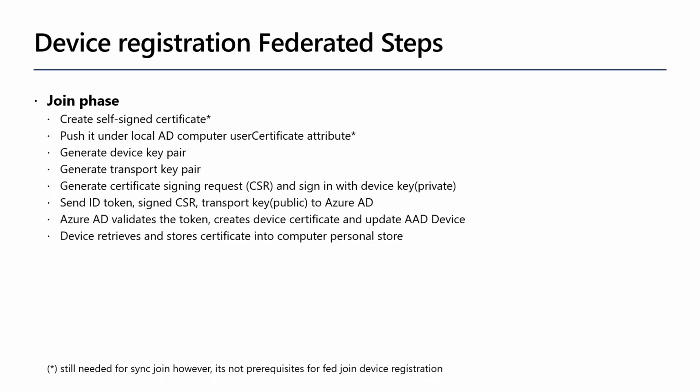Now Azure Active Directory verifies the token, confirms it is valid, and after that it creates the device certificate, and also updates the device object in Azure Active Directory. And lastly, the device receives and stores the certificate which has been created by Azure in the local computer personal store.